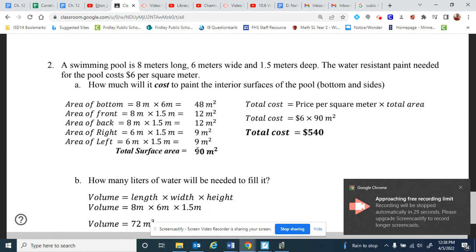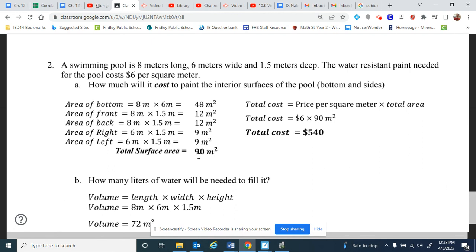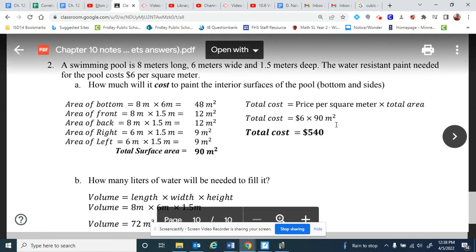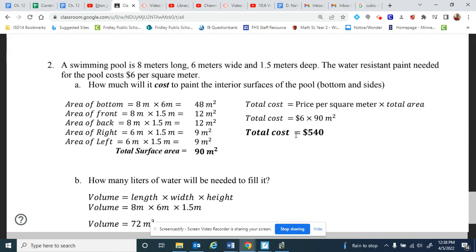And here we can see our work of adding them all together. And we end up with 90 square meters. And then we're going to go ahead and take that 90 square meters multiplied by the cost per square meter of $6. So 90 times $6, we get $540.